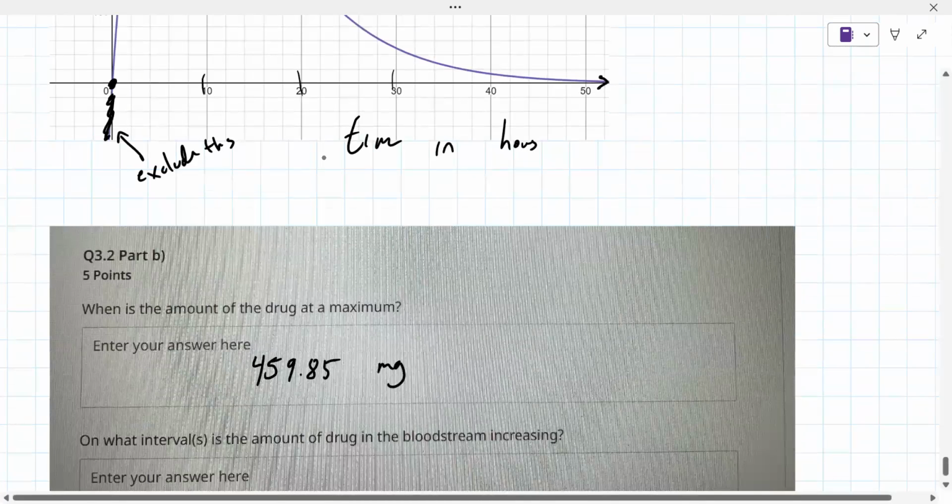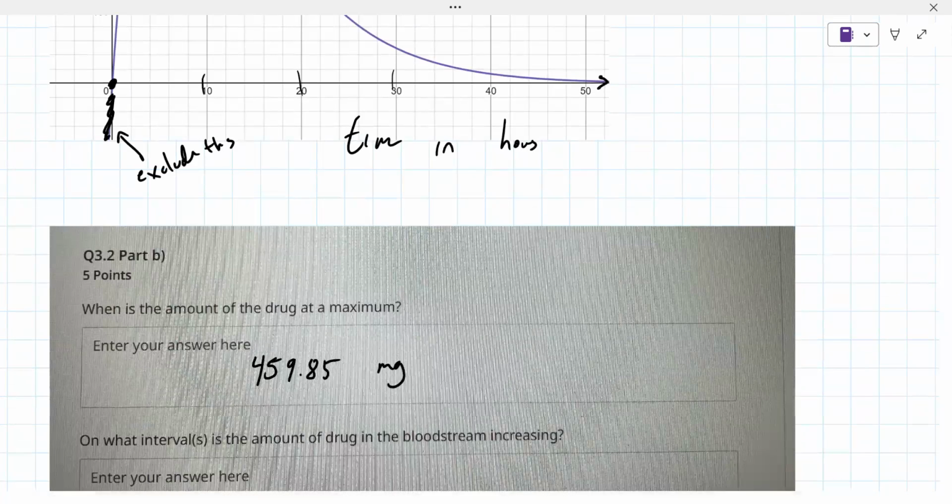milligrams. That's just straight from the graph. There's no real work to do there. Let me know when we can move on to the interval here.